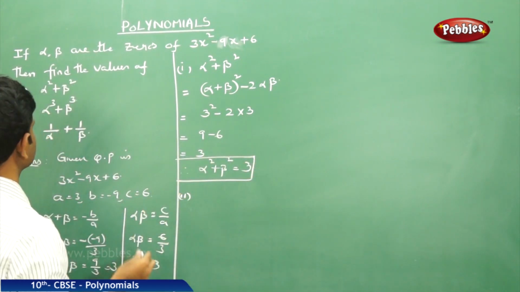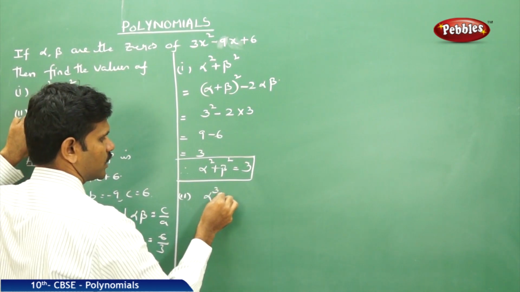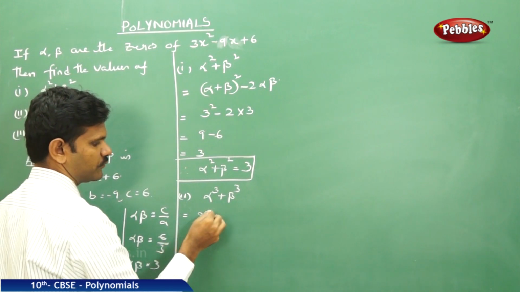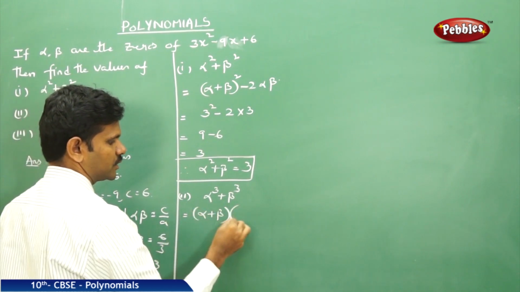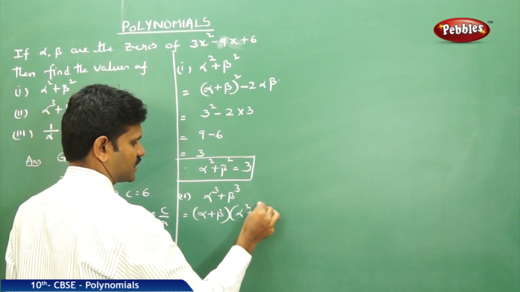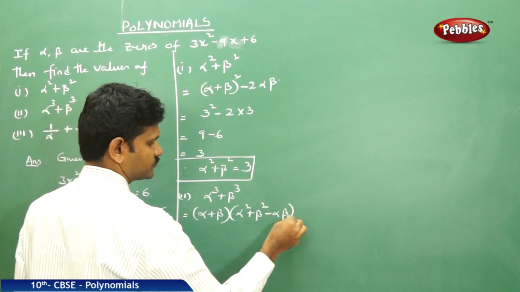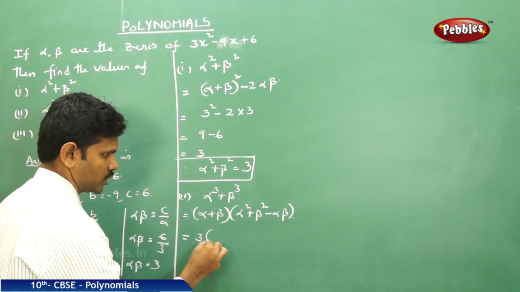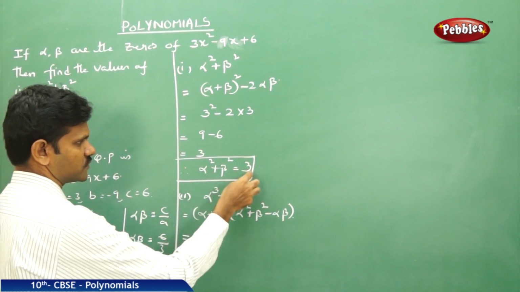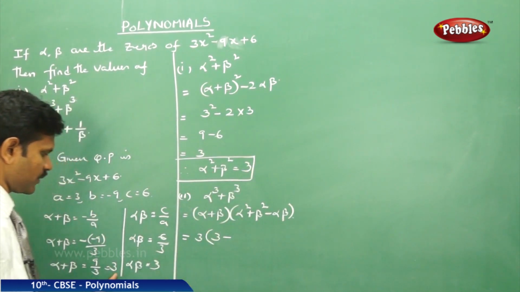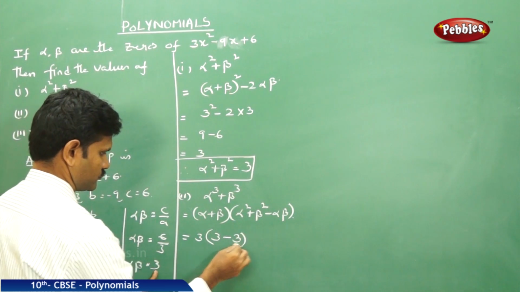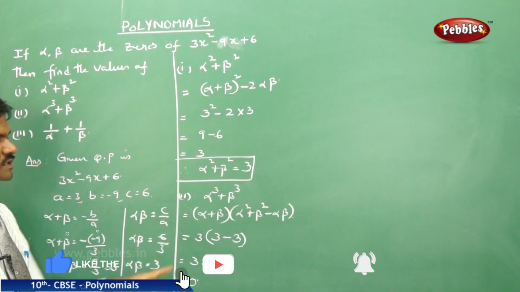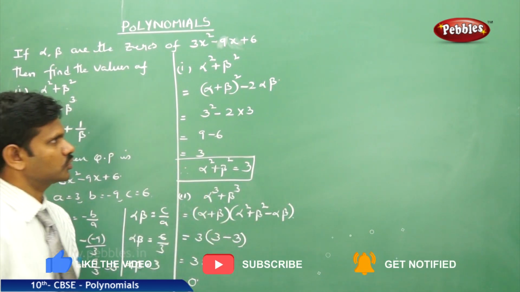Next, second case, alpha cube plus beta cube, which is equal to the algebraic formula alpha plus beta into alpha square plus beta square minus alpha beta. That is, alpha plus beta value is 3 into alpha square plus beta square value is also 3 minus alpha beta value is 3. That is 3 times 0, which is equal to 0. That is, alpha cube plus beta cube value is 0.